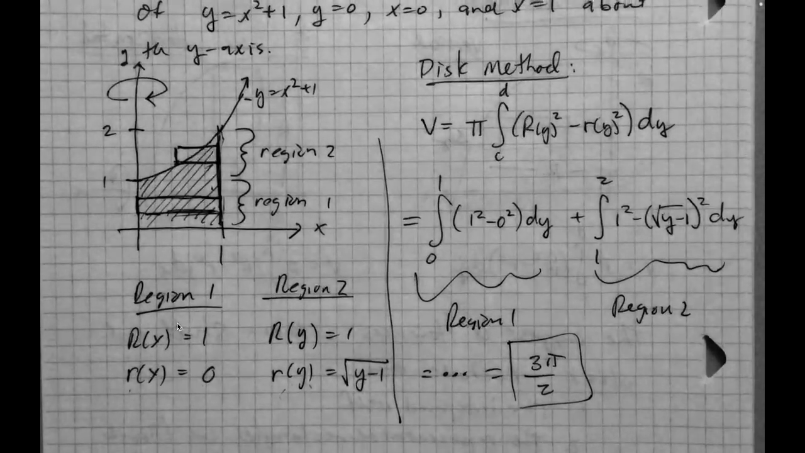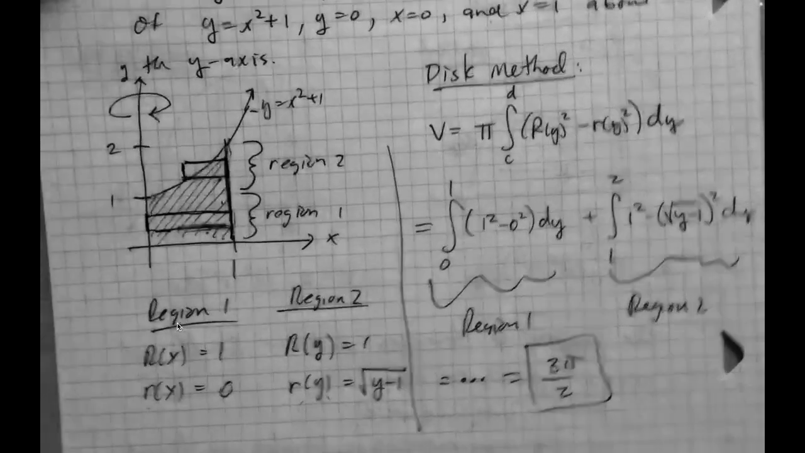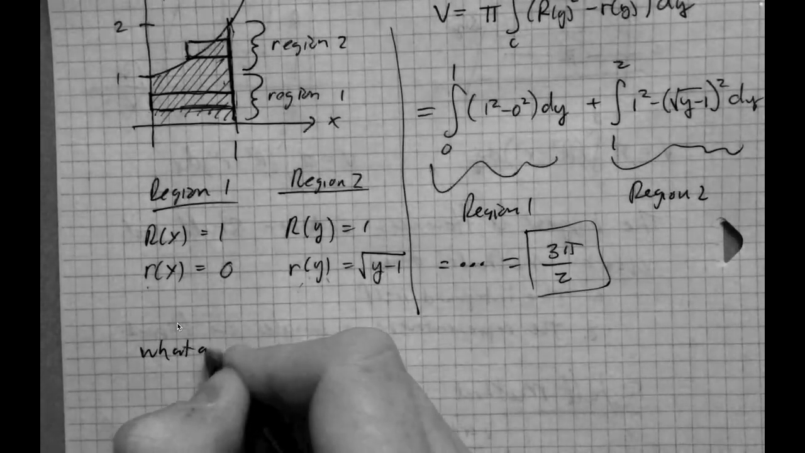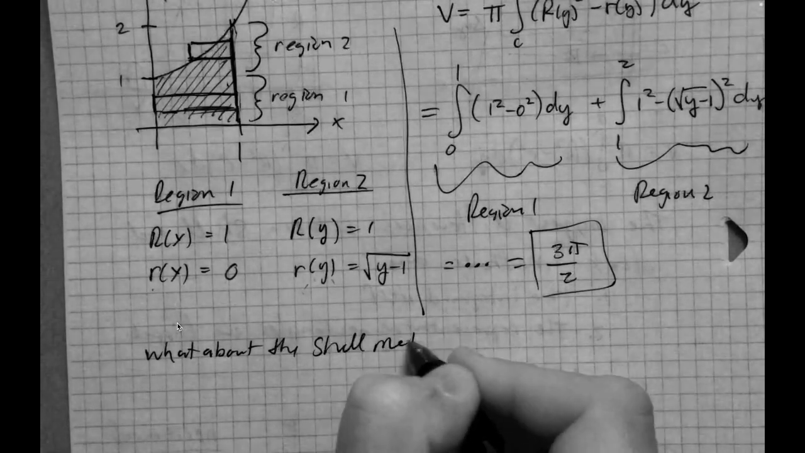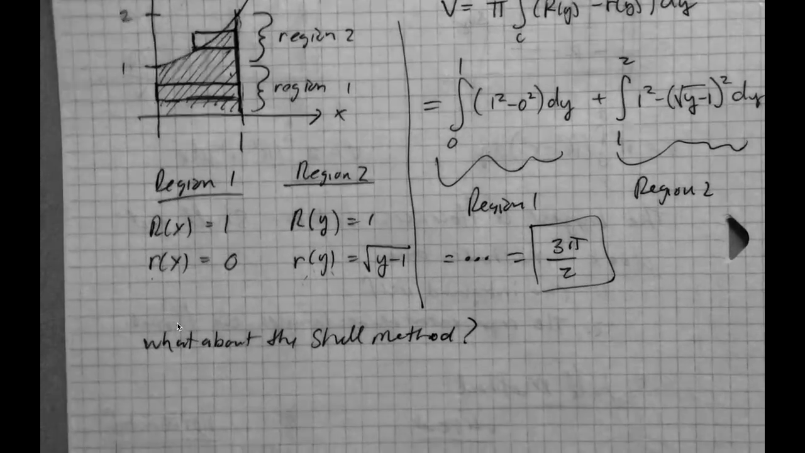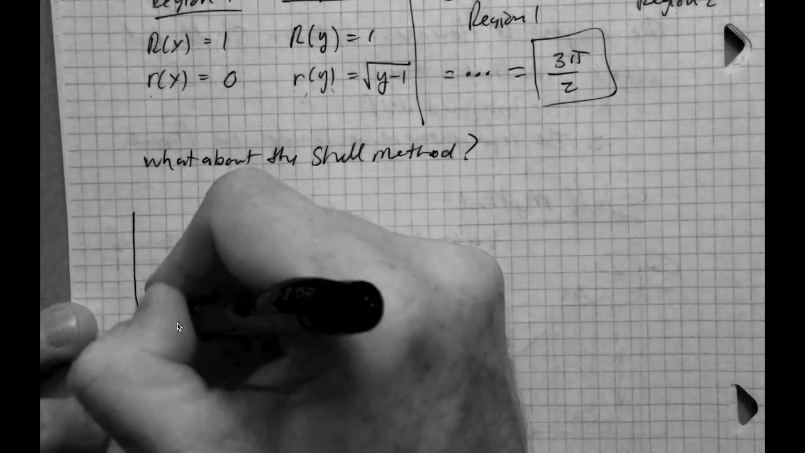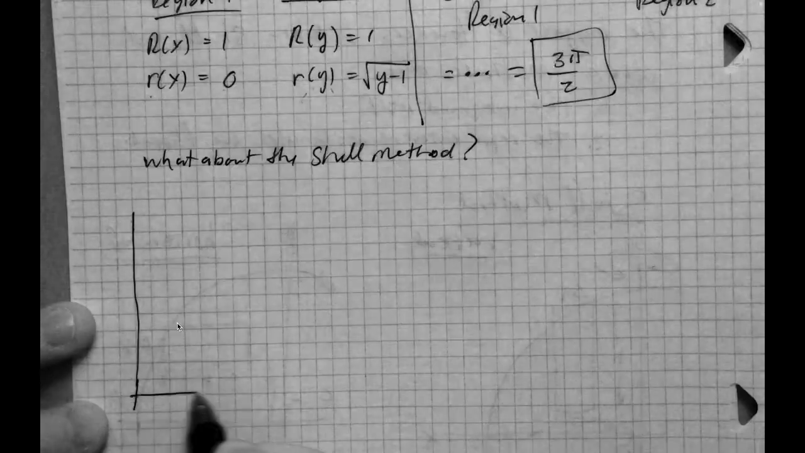Okay, so how can this problem be addressed with the shell method differently? Okay, so this is the disk method. What about the shell method? Okay, so the shell method. Well, let's draw the picture again, this time probably with a little more haste.